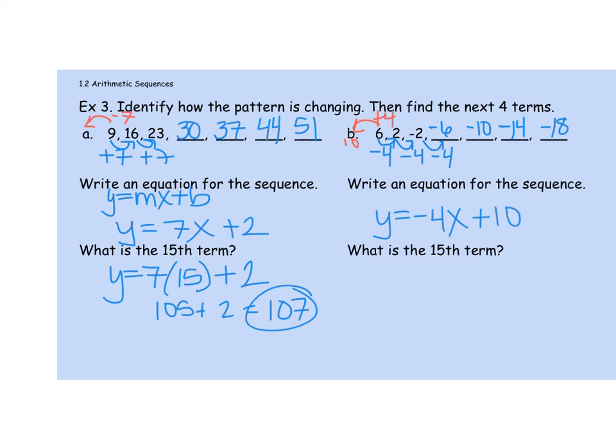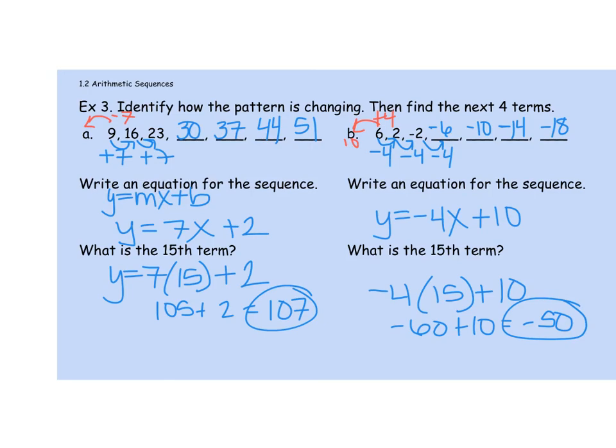Okay. What's the 15th term? Let's just plug it in. Negative 4 times 15 is negative 60. Plus 10 is negative 50. Negative 50 is the 15th term.